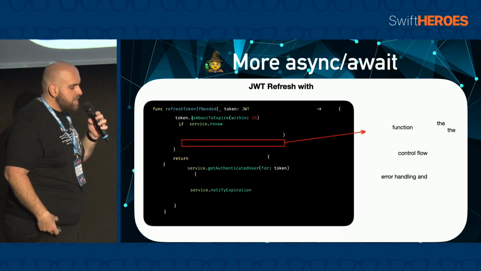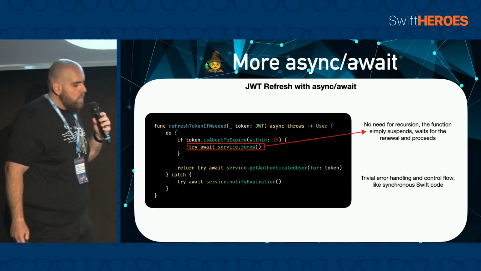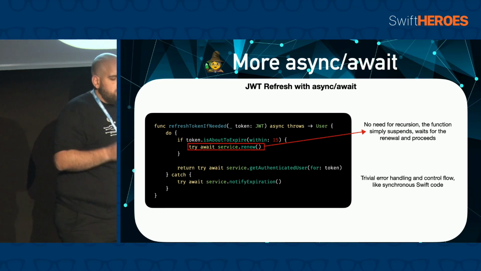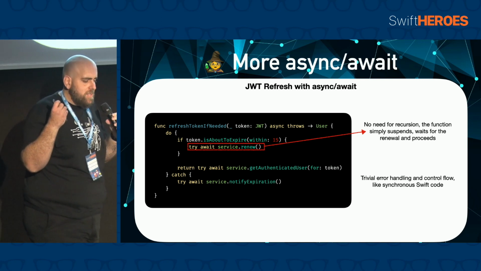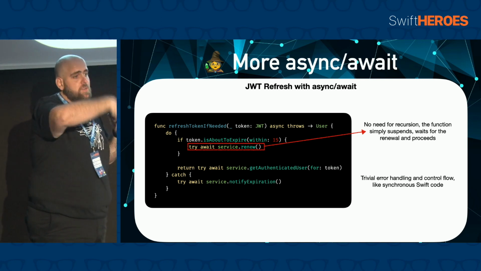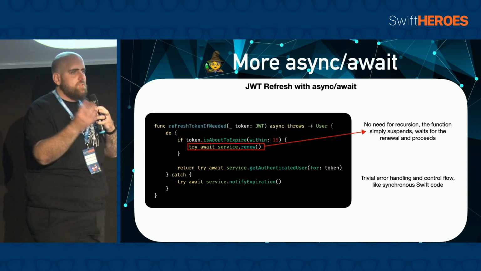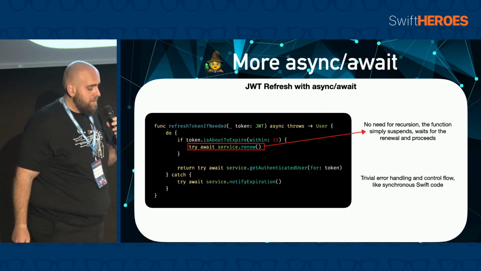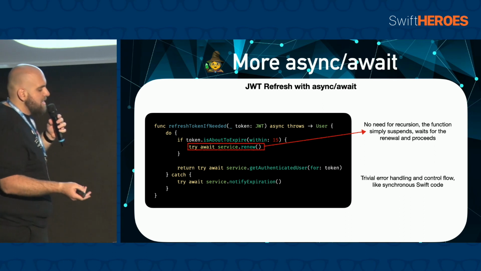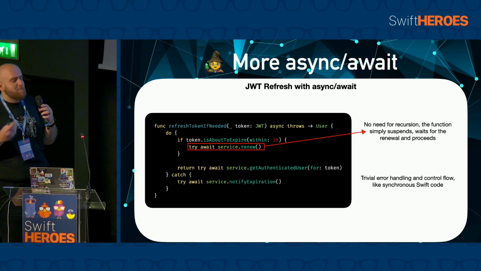But if we switch to async await, not only does it become much shorter and easier to understand, we don't have to recurse back into the function. We just call renew, whenever it suspends the refresh token if needed function, and when the renewal is done, it's just going to proceed downwards like a regular synchronous function, without having to fiddle with all sorts of completion handlers, which is very, very nice and very useful. And as you can see, it's very easy to reason about this code. You could probably understand how it works without me explaining it.